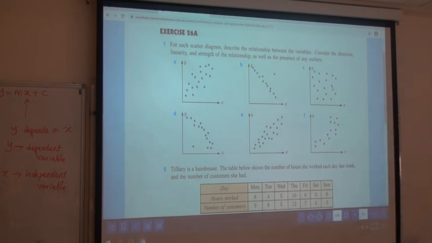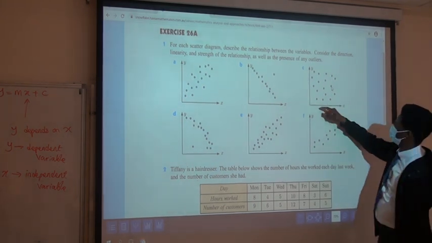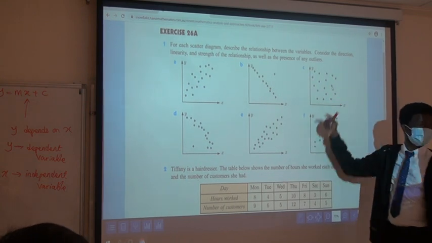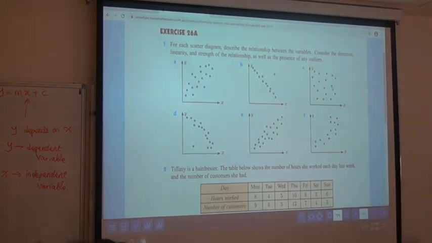Who wants to try the next one? King, you want to try? Negative. Are you sure? Ada, what do you think? I don't think there's any correlation. There's no correlation. Look, it's just scattered around. If you want to draw a line, you can't really fit it. There's no correlation. Nice observation here.